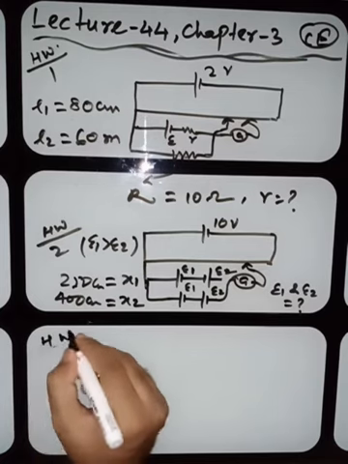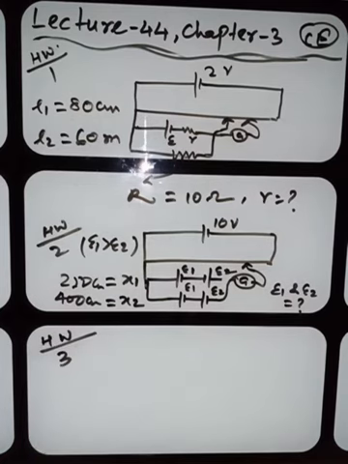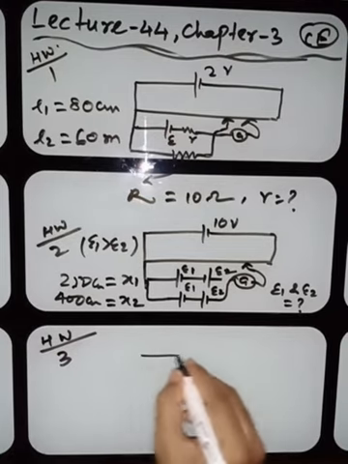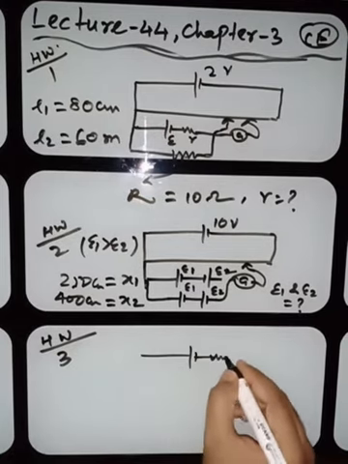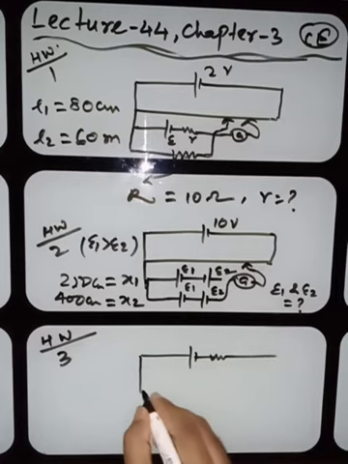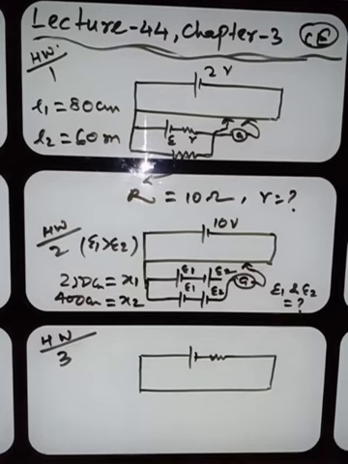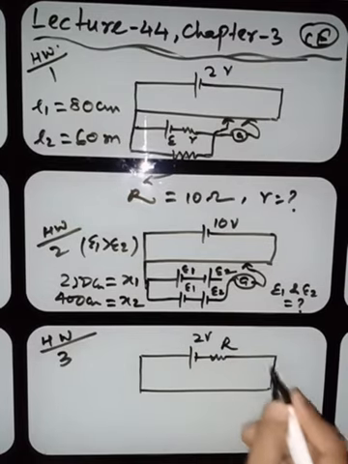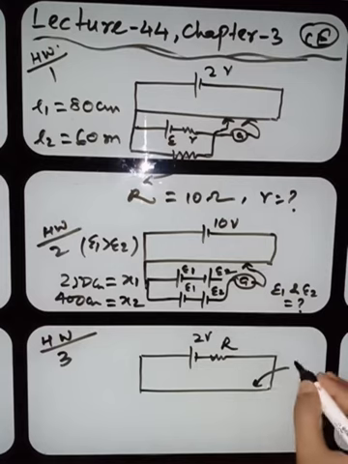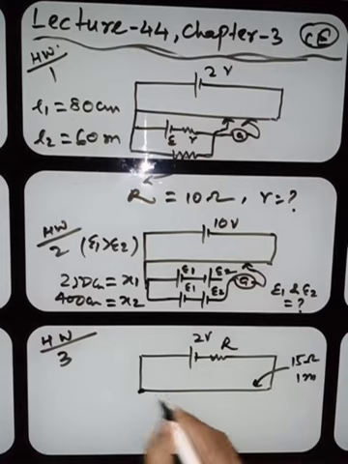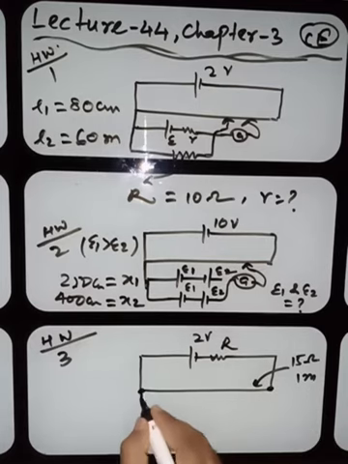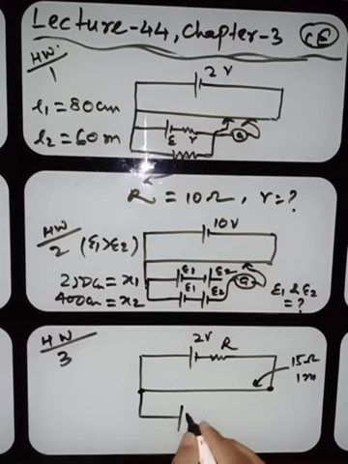And the last homework, this is very important. Potentiometer with the resistance, 2 volt, R ohm. Resistance of this wire is suppose 15 ohm and 1 meter. Length AB is 1 meter. Now a battery I'm connecting here.